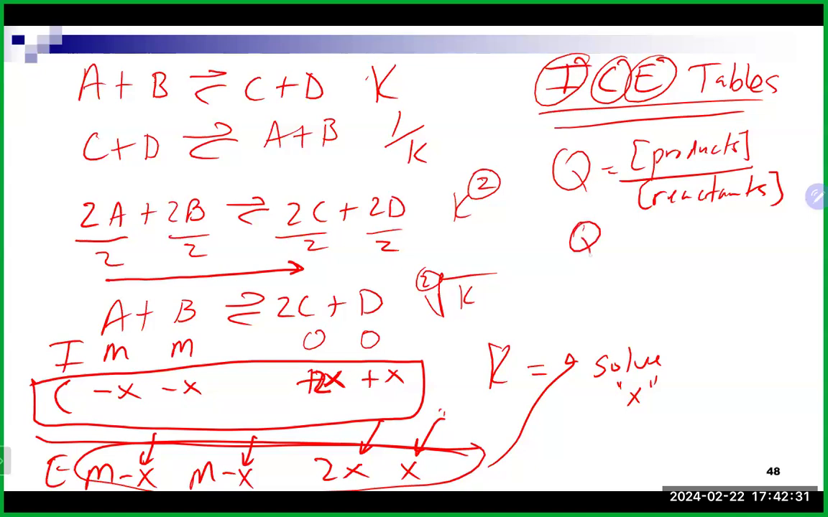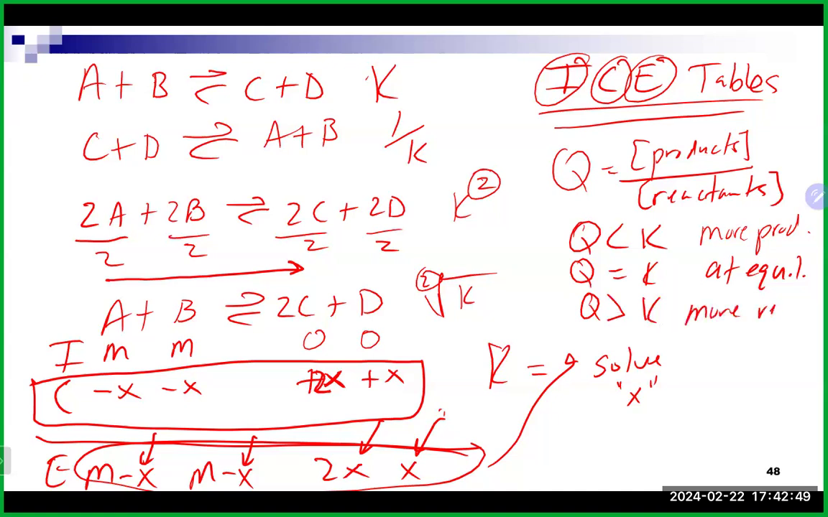So if Q is less than K, you're not at equilibrium. You need more products to reach equilibrium. If Q does equal K, then you're at equilibrium. And if Q is greater than K, you're not at equilibrium, you need to make more reactants to reach equilibrium. So we use Q like we did in that sort of problem that we did, which I would classify as just a straightforward Q type question of, are you at equilibrium?